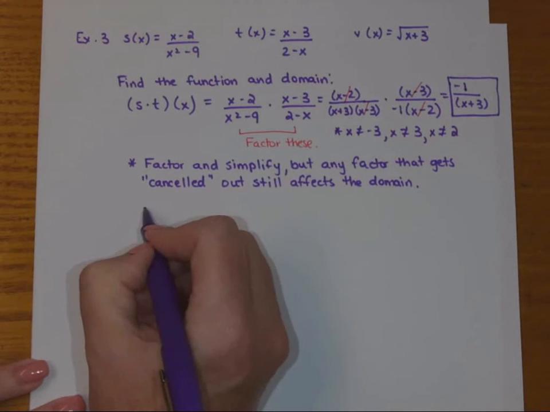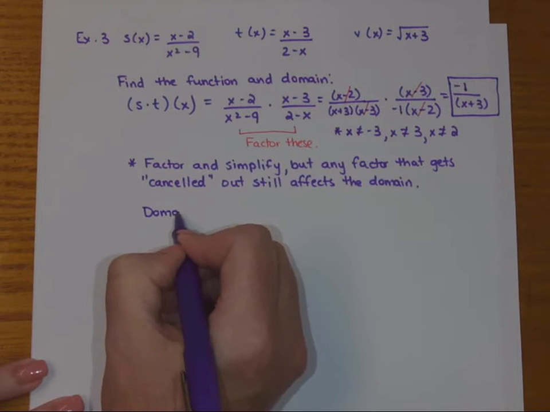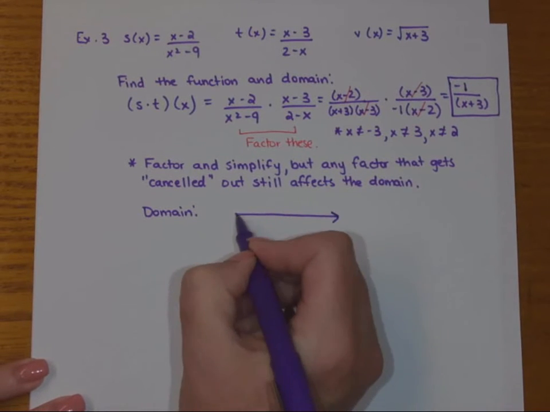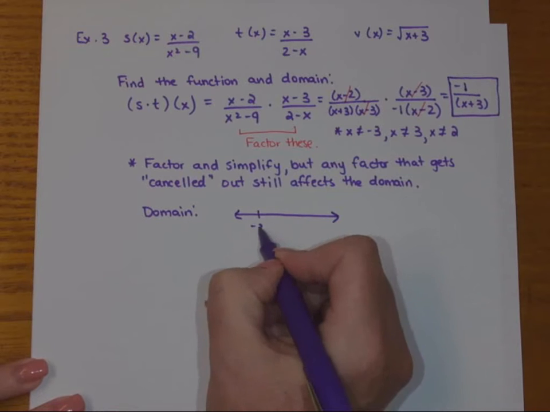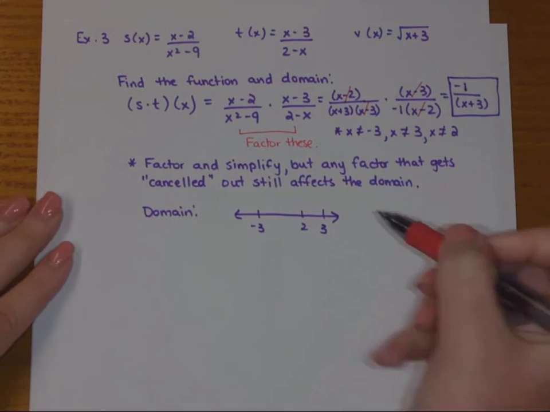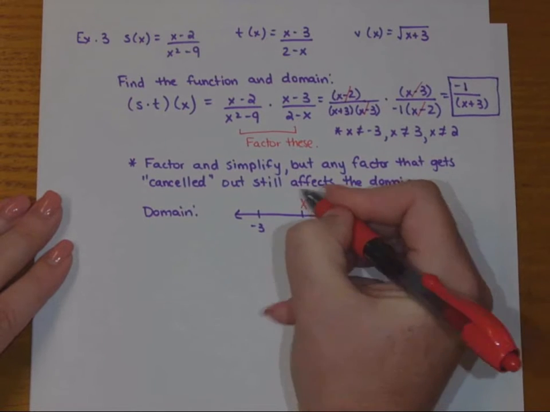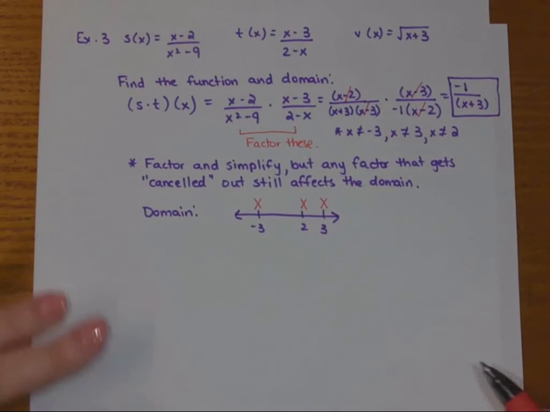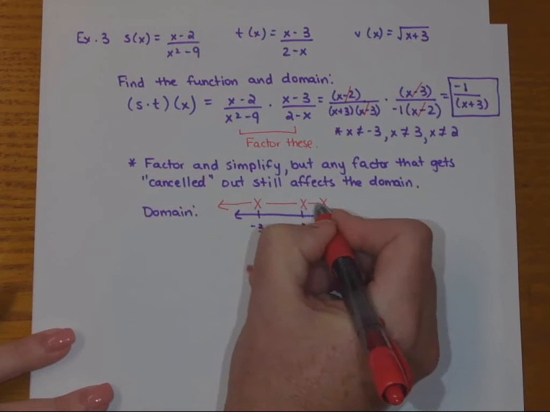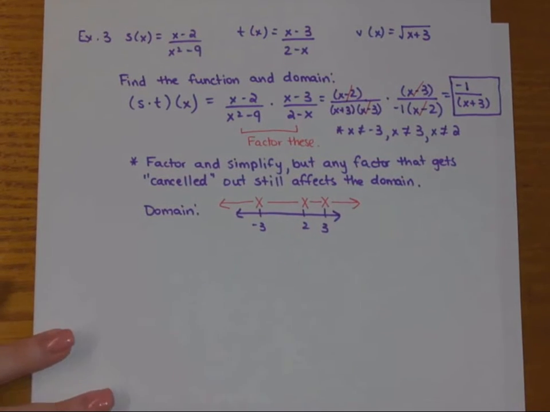So when it goes to the point where you need to find the domain, we need to kick out 3 values. Here's -3, here's 2, and here's 3. So I want to say no, no, and no, right? But I want to include everything this way, everything in the middle of these, and then everything that way.